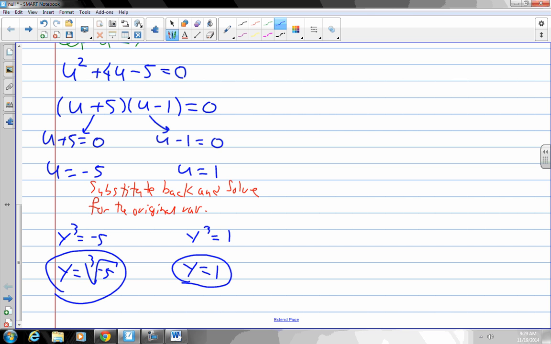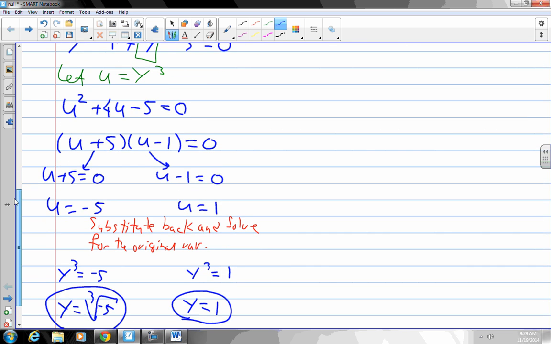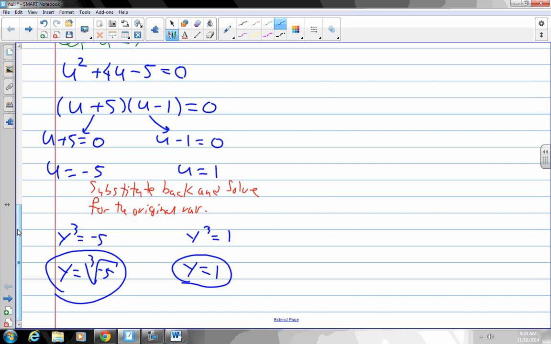Okay? Now, a 6th degree equation, because that's what we started with, has a total of 6 solutions. And we found all real solutions. It has 2 real solutions. It has 4 funky-looking solutions. And you'll be looking for the funky ones in college algebra. Okay? But at least we got the real ones.